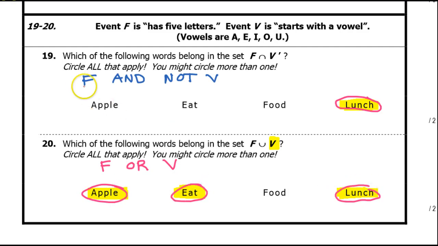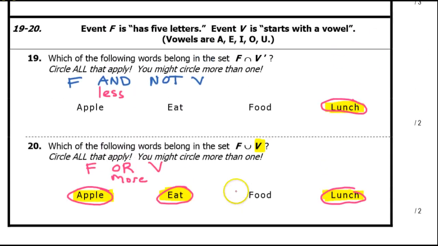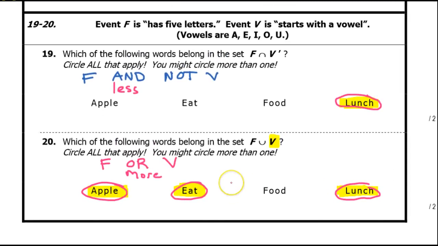Notice that in both cases we started with F. That was apple and lunch. But and is less, so I had to subtract away one of them. But or is more, so I wound up adding on an extra one. And that's it. That's the end of this quiz.